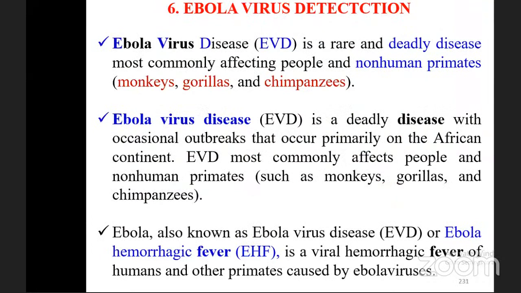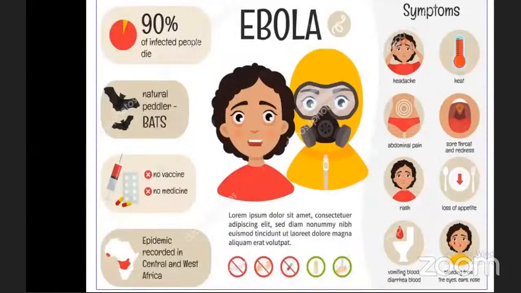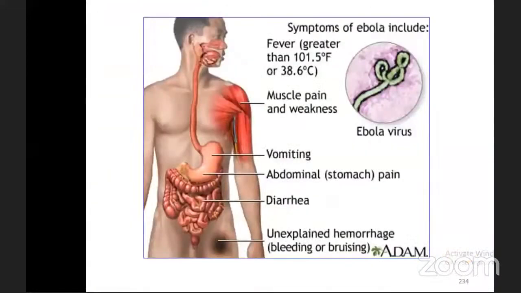And the last database application is Ebola virus prediction detection. Here also I have used CNN and RNN models. These are the symptoms, and 90% of infected people die once the Ebola virus attacks. And these are the symptoms like headache and vomiting, abdominal pain, diarrhea, muscle pain, etc.